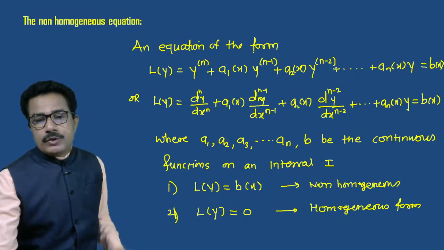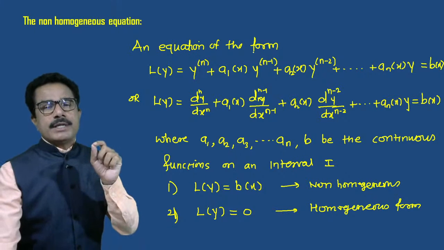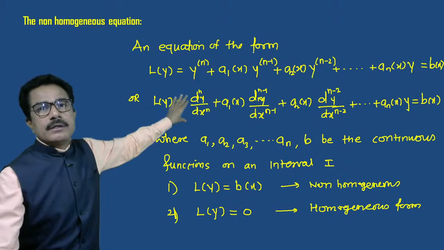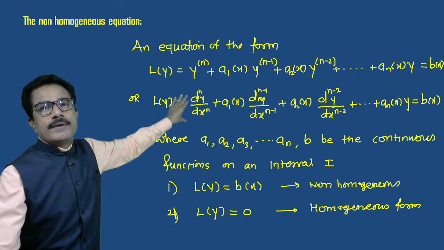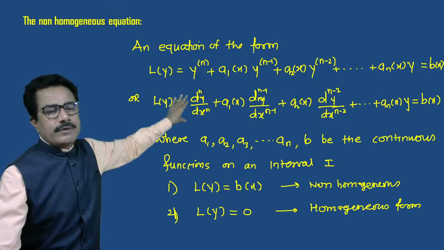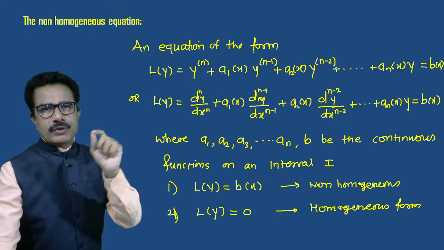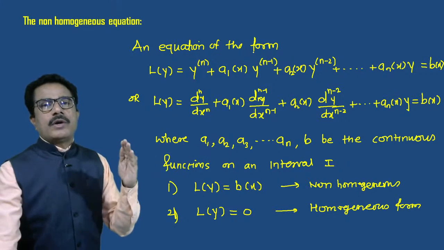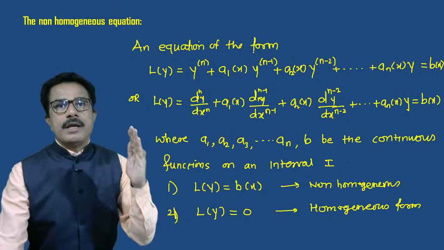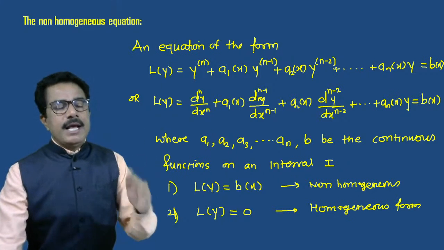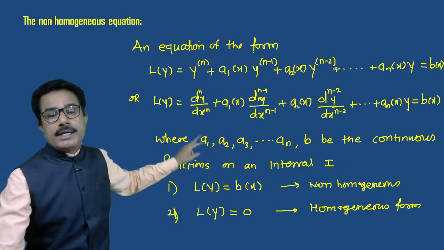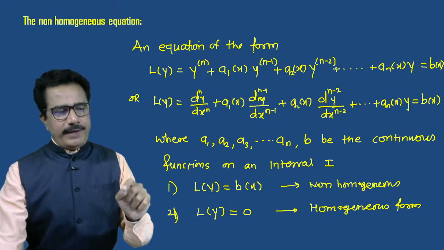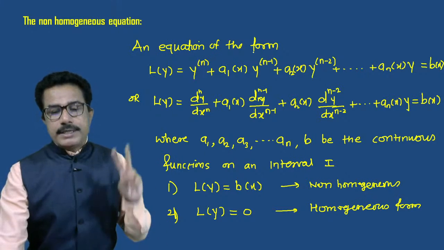homogeneous form. So I asked you a question here, how we can represent this equation in the non-homogeneous differential equation with constant coefficient. This is the only difference: a1, a2, a3, dot dot dot an are the constants, and in variable coefficients a1, a2, a3 are the functions of x. See these functions. This is the difference.